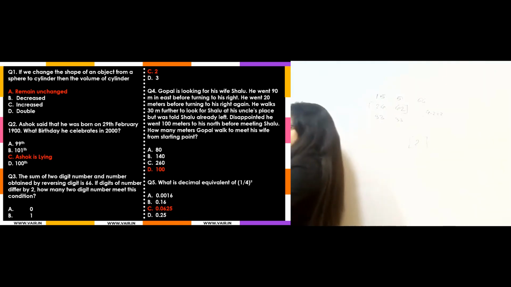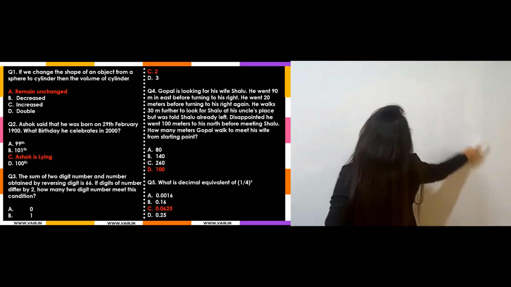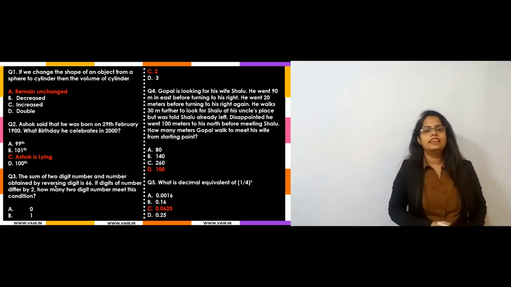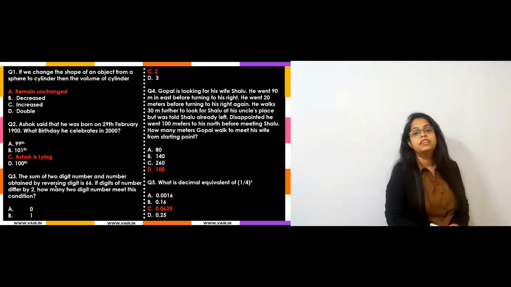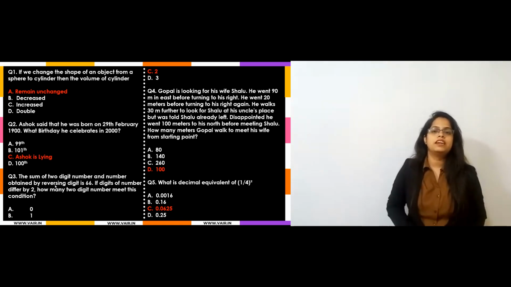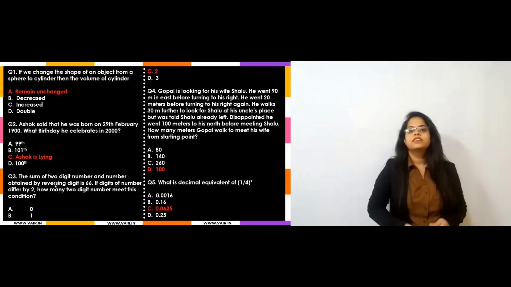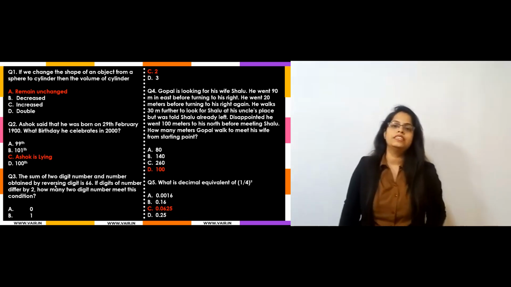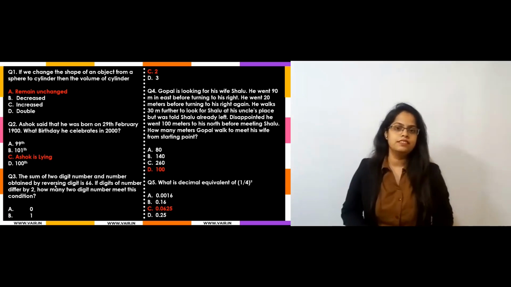Easier. Now let's solve the next one. The next question is of direction, and if you read the question, there was somewhat of a mistake, we can say. At the end they have asked how many meters Gopal walked to meet his wife from the starting point. Actually they must have asked what is the shortest distance, but it was worded wrong. But if you observe the diagram, let's first draw the diagram, then you will get to know 100 is the only answer which satisfies this condition.